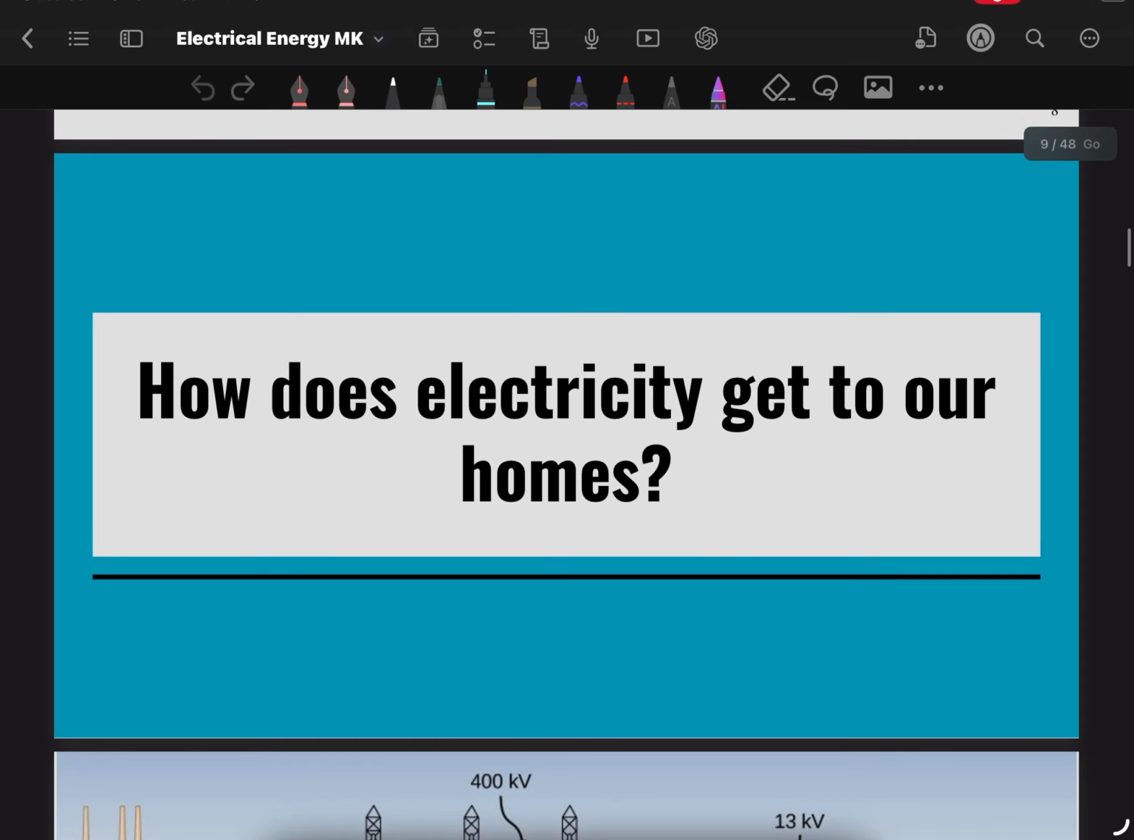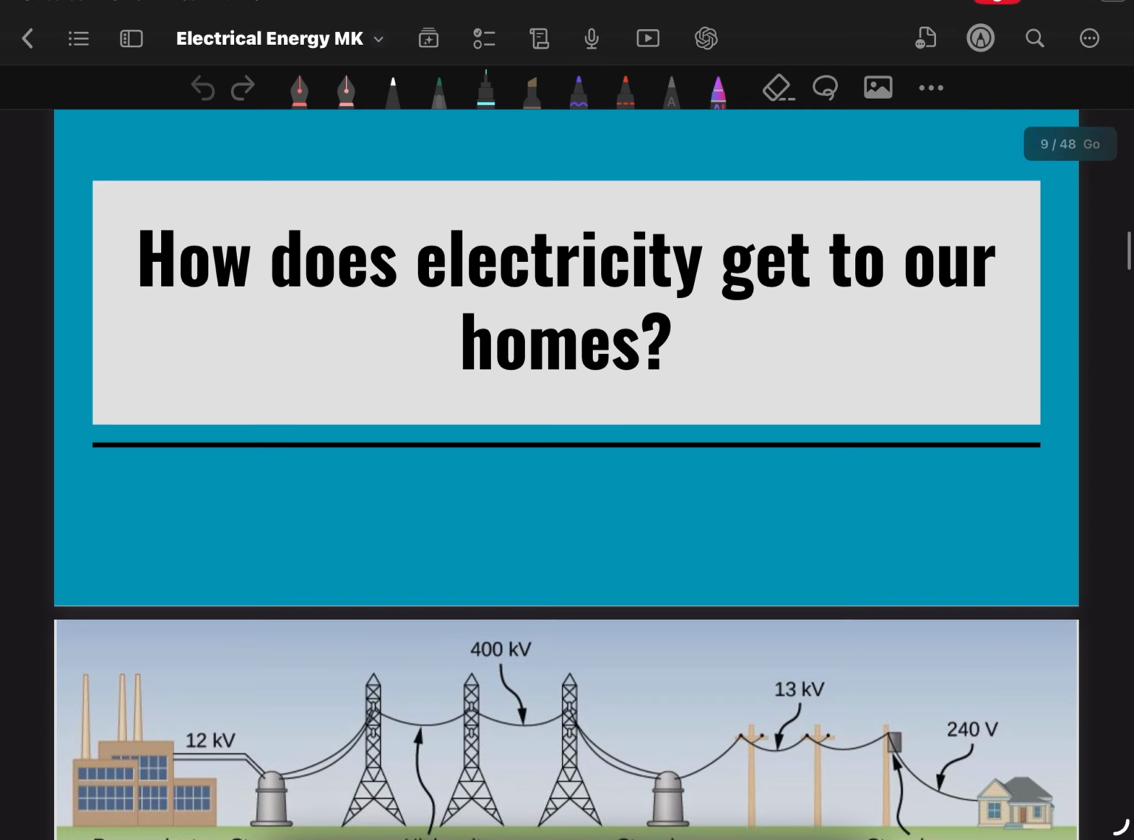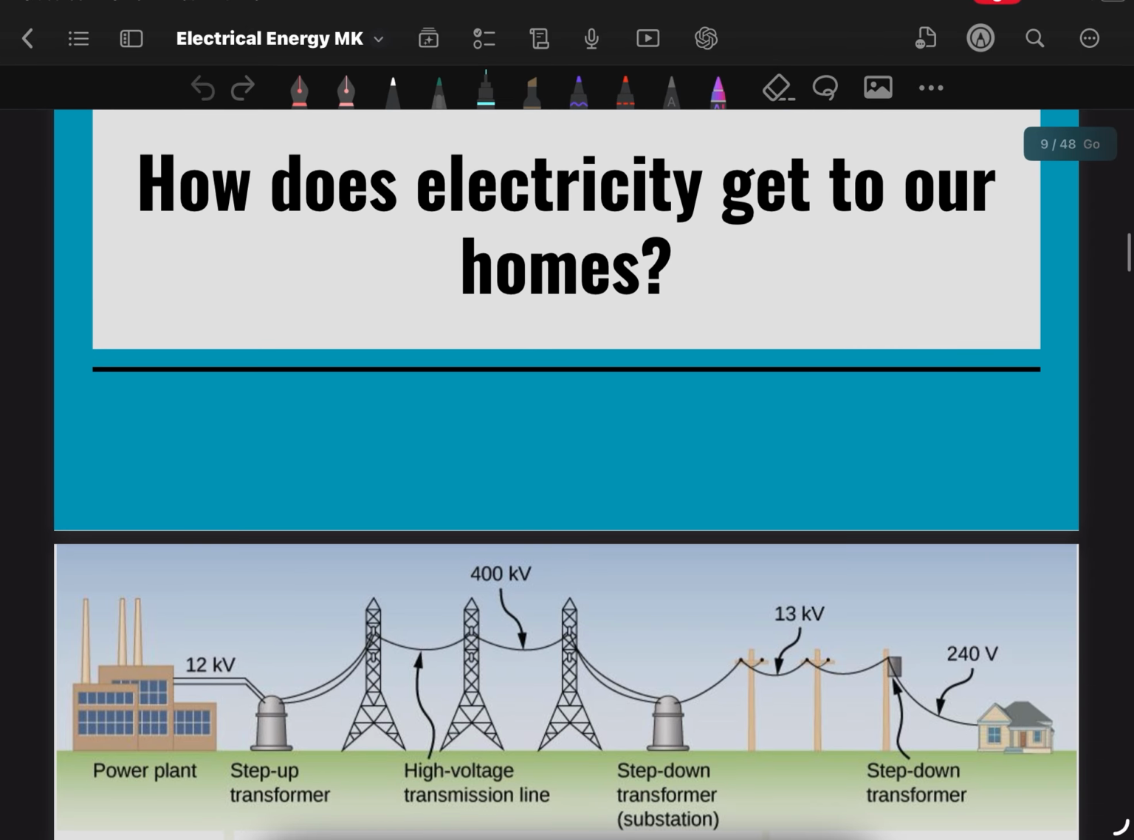How exactly does electricity get to our homes? So here's a quick little diagram. I'm going to be giving you guys notes after this. But electrical current, first, in the power plant here, is generated at 20,000 volts or less and transported to 12 kilovolts. From here, it reaches a step-up transformer, and the step-up transformer has these thick wires that basically carry the current, and it increases the voltage.